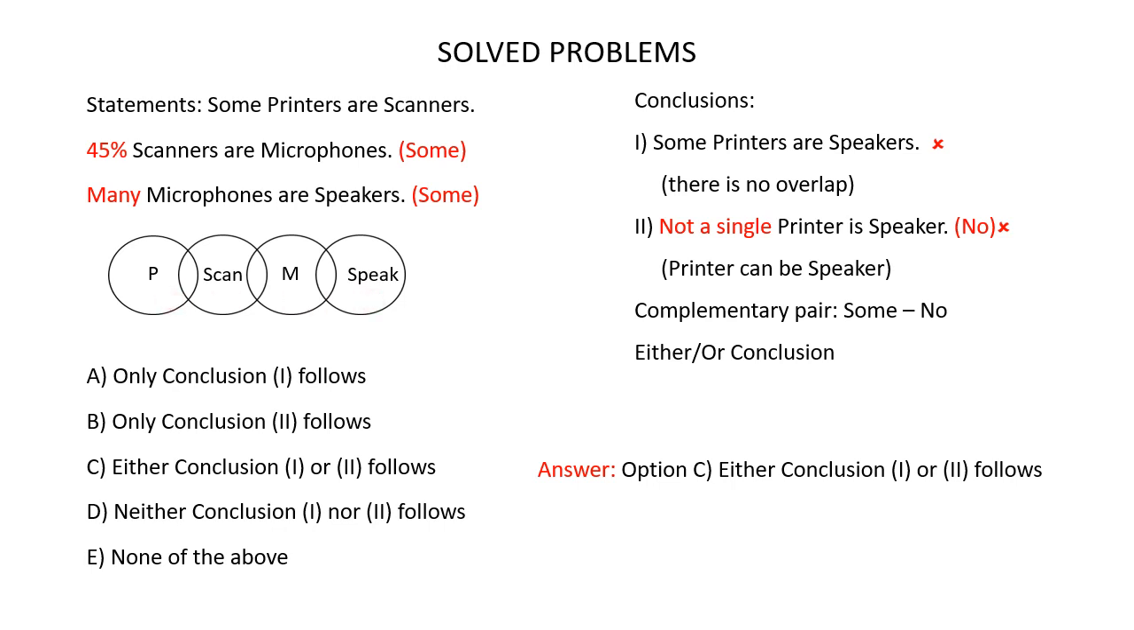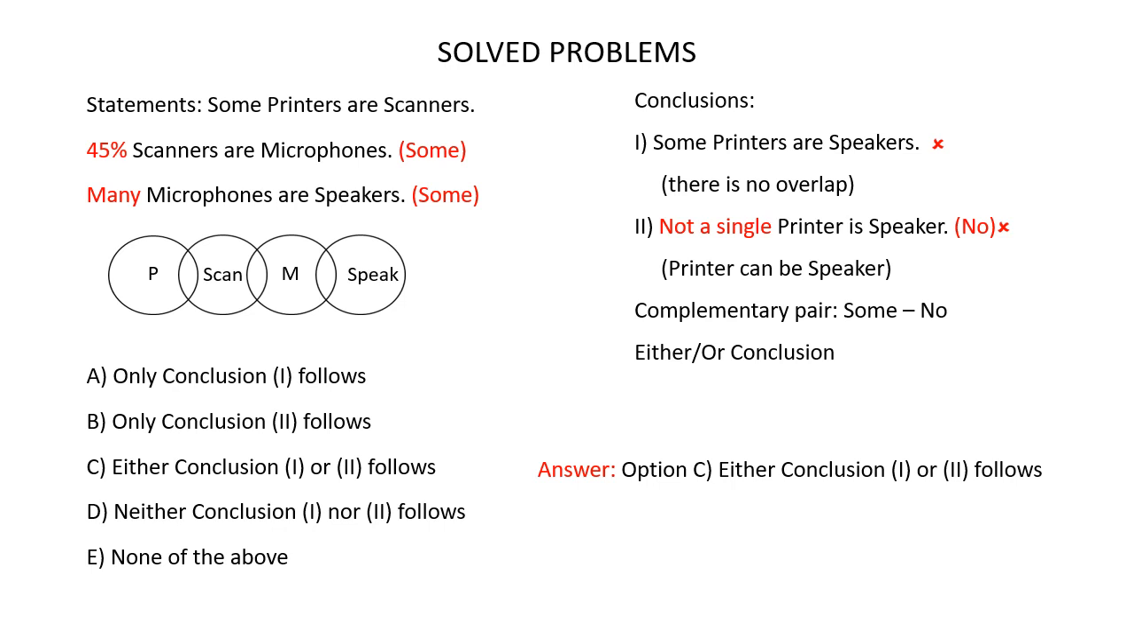But there is a possibility for printers to be speakers since there is no restriction between printers and speakers. Since there is no restriction between printers and speakers, printers can have a relation with speakers. So if printers can have a relation with speakers, you cannot say no printer is speaker. So the conclusion no printer is speaker is wrong. Conclusion 2 does not follow. So as you can see here, conclusion 1 does not follow, conclusion 2 does not follow.